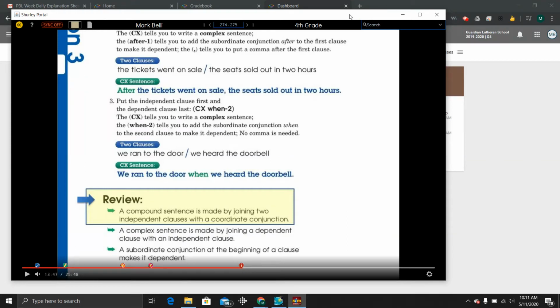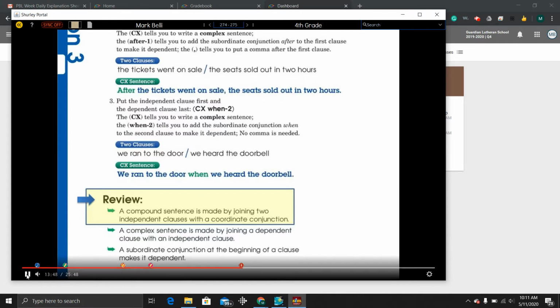Okay, so it is Wednesday, and we are starting segment number 3 for grammar. So let's get right into it.